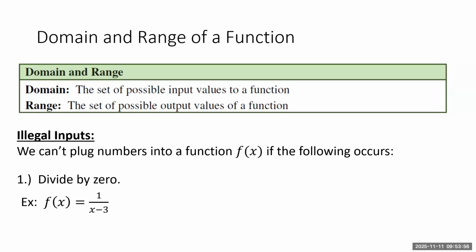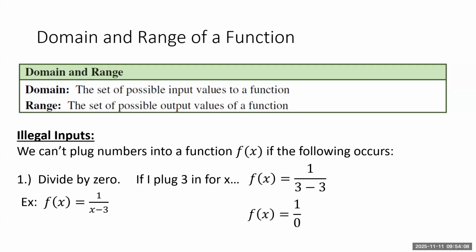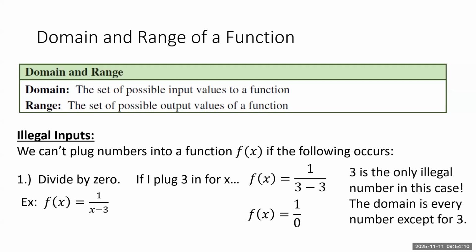Without too much thought, we see that if we plug 3 in for x into this function, we have that f of 3 is 1 over 3 minus 3. Well, that's 1 over 0, and that's a problem. 3 is the only illegal number in this case. So the domain is every real number except for 3.